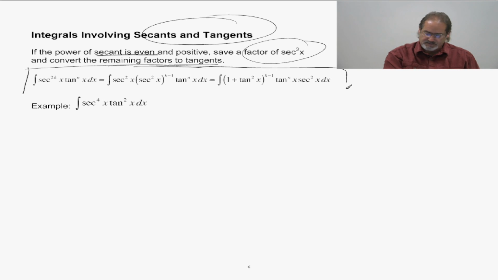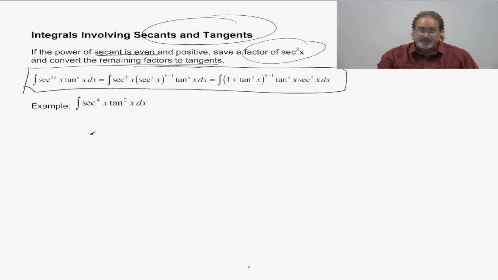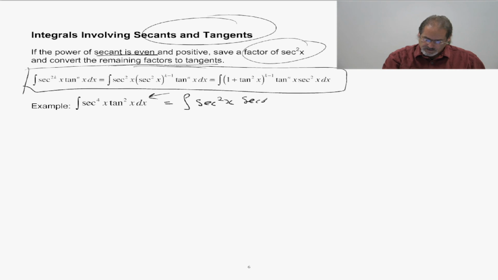So this is an explanation of what we're actually doing in a generic form, and go ahead and take a look at that. But I'm going to jump in right away with an example. Now, I have the integral of secant to the fourth x times tangent squared x. So I'm going to write this as the integral of secant squared x times secant squared x tangent squared x dx. So I pulled out my secant squared.